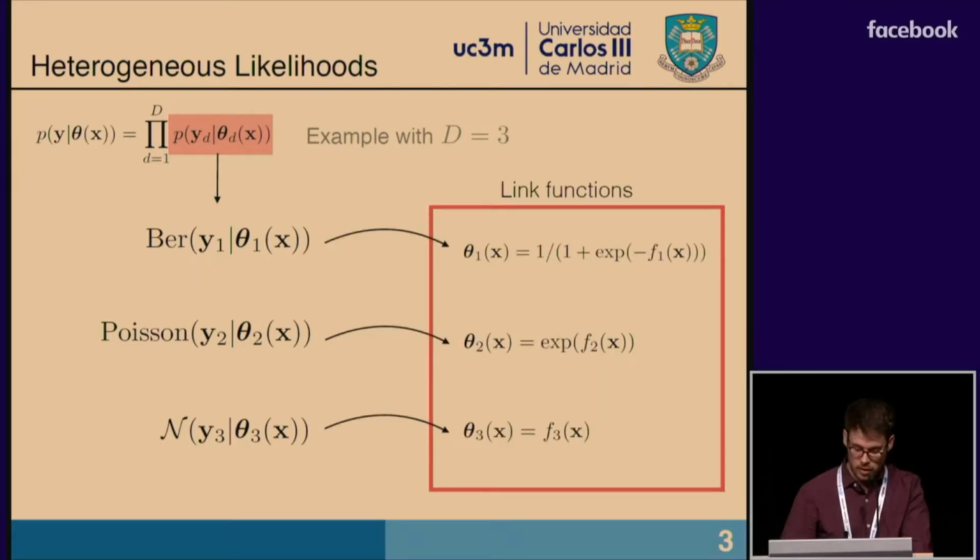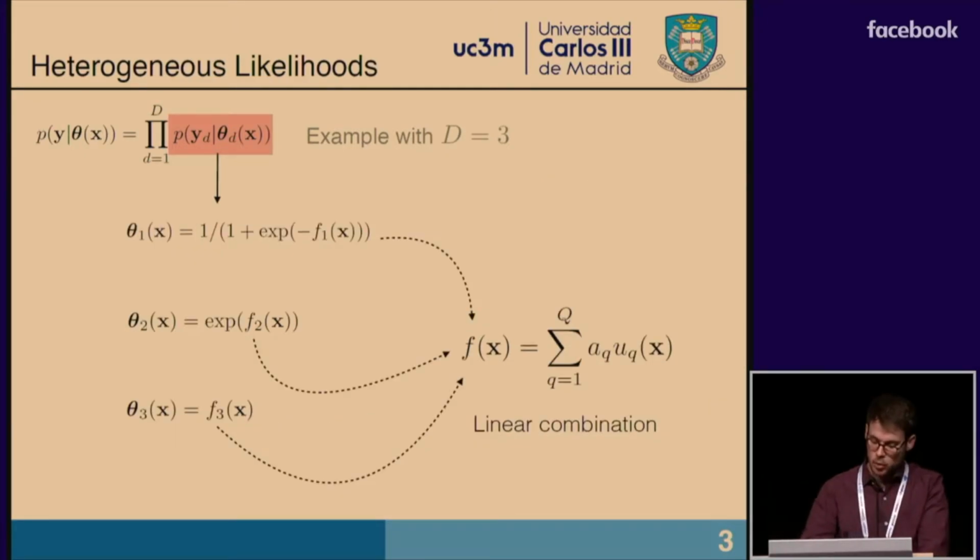For example, this function will be the sigmoid for the Bernoulli in binary classification, the exponential in the Poisson case, and the identity function for the mean parameter in the normal distribution. The question is, how do we jointly model these functions f?